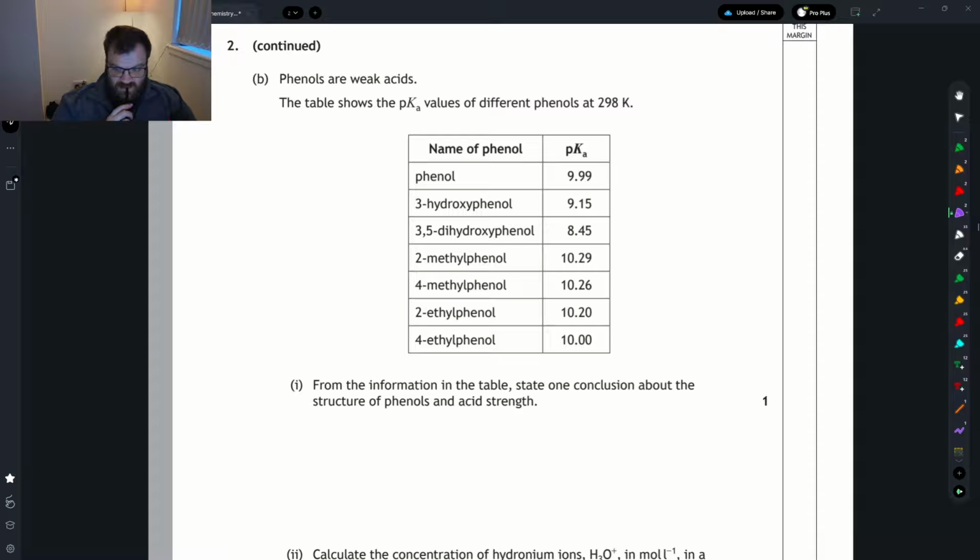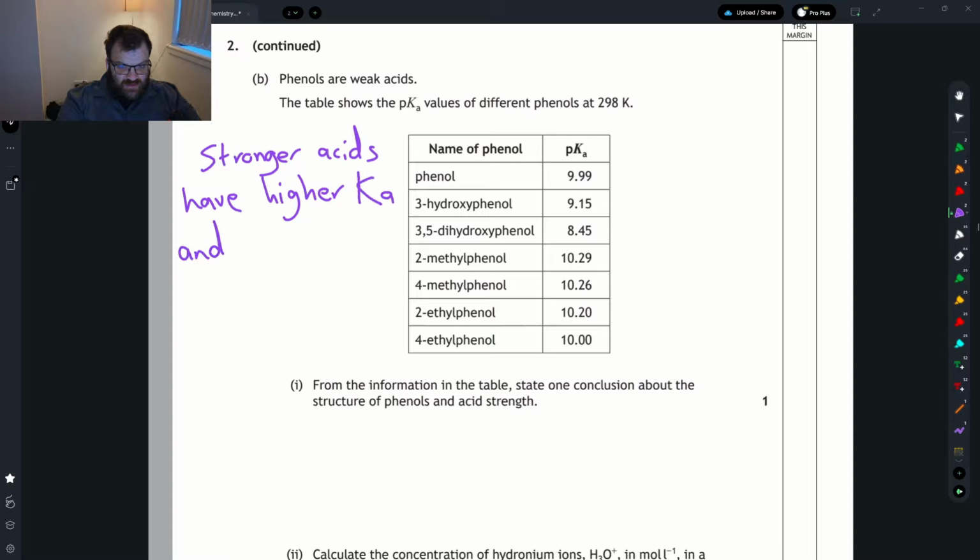Next one, state one conclusion about the structure of phenols and acid strength. So stronger acids have higher Kas, equilibrium dissociation constants, and lower pKa. That's because pKa equals minus log to the base 10 of the Ka. Okay, so which ones can we compare? If we're dealing with those ones, well, phenol.